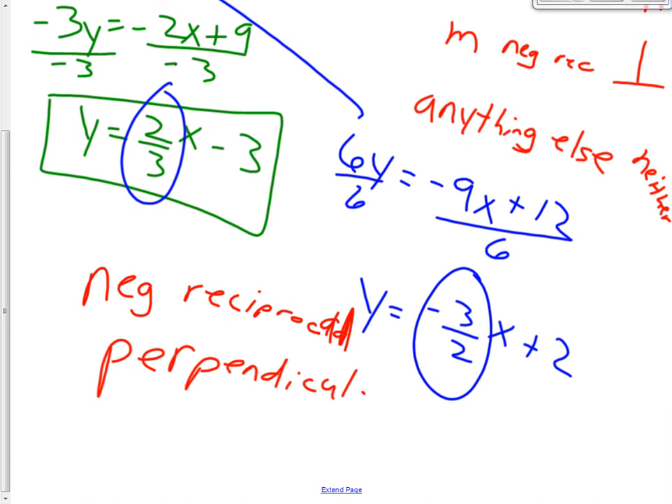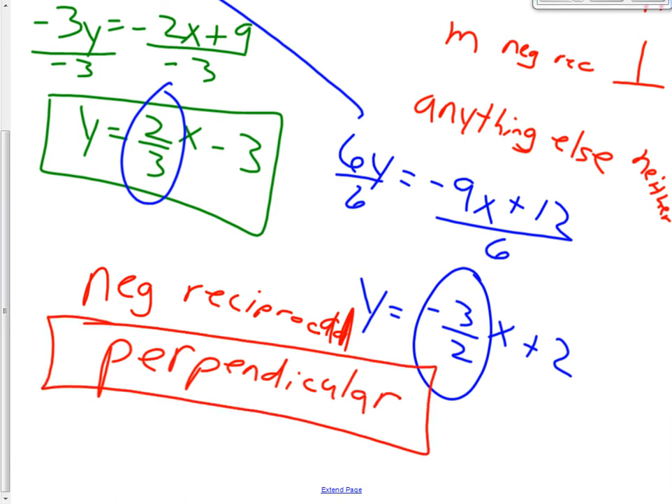You're going to get these problems in accelerated math, and I recommend you solve them in this way. Put them both into y equals mx plus b form, and then compare their slopes. Let me know if you have any questions on this lesson when you come to class tomorrow. I hope this makes sense to you.